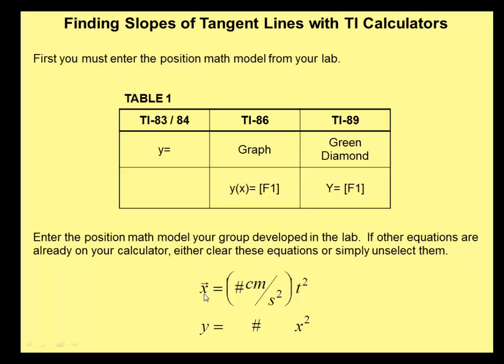So your equation looks something like this. I want you to type it in so that it looks like this. Okay, it'll say y equals on your calculator. Put your slope in, whatever that was, and then x squared. Make sure you get the squared in there. Otherwise it'll be a straight line instead of a parabola. So type in y equals your slope from the original lab, x squared.